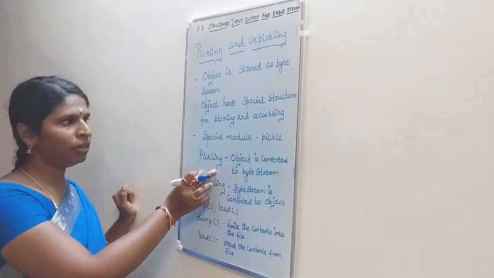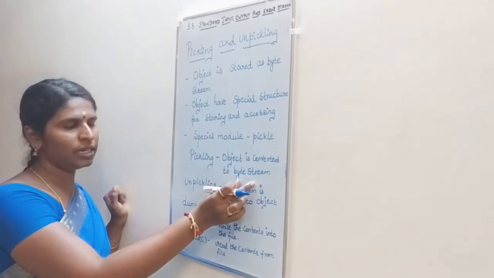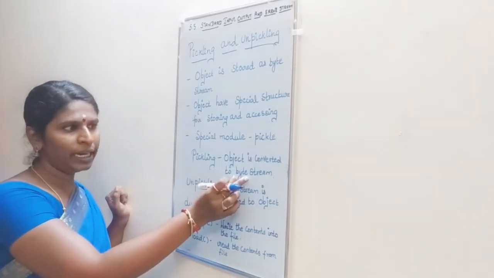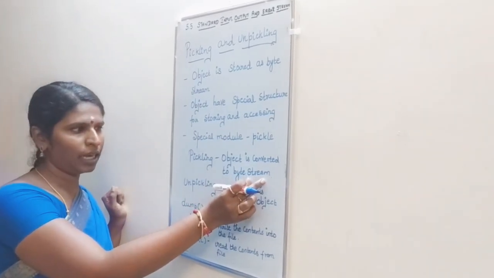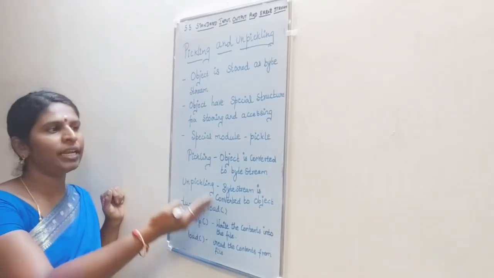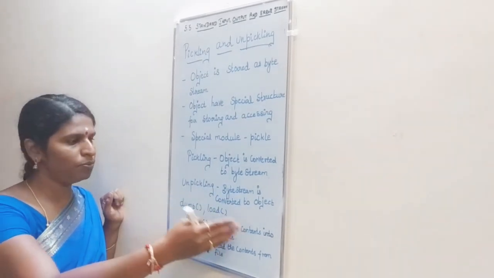What is the use of pickling? Your object is converted into a byte stream. You know that a byte is nothing but 8 bits. Stream is the flow of data. Unpickling is the inverse of pickling. The byte stream is converted into an object.